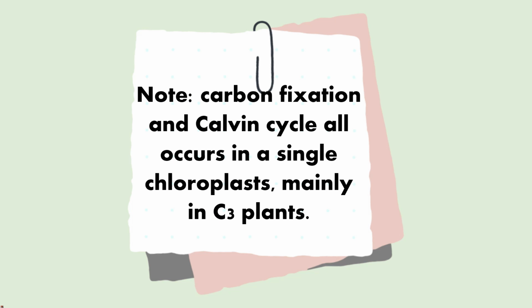Note that carbon fixation and the Calvin cycle all occur in a single chloroplast, mainly in C3 plants. Green plants and trees use photosynthesis to make food from sunlight, carbon dioxide, and water in the atmosphere. It is their primary source of energy.